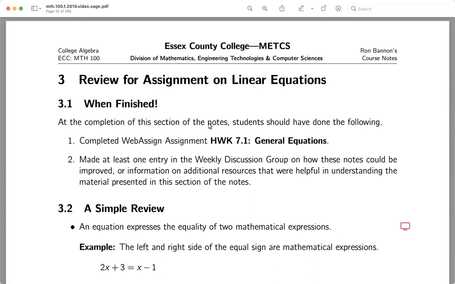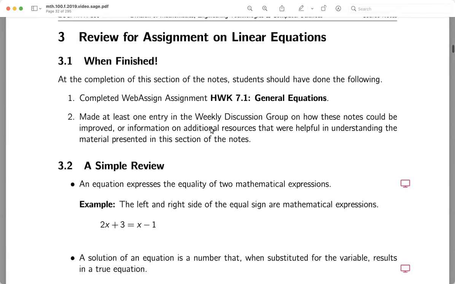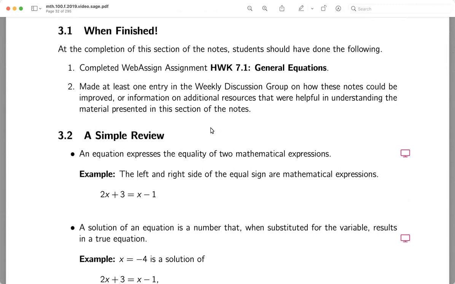All right. At the completion of this section of the notes, students should have done the following. Do the web assignment. But some people do this backwards and say, I'm going to do WebAssign and not listen to a word you're going to say or do. This is not your goal in education. Your goal in education is to pay attention, learn the material, and then do the assignment. All right. You'll be doing an assignment after we clear everything in section 3. You should also try to make some entry in the weekly discussion group. All right. Say something.